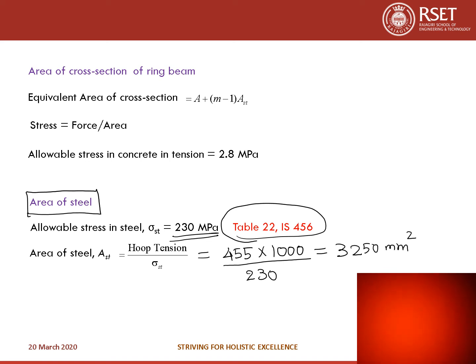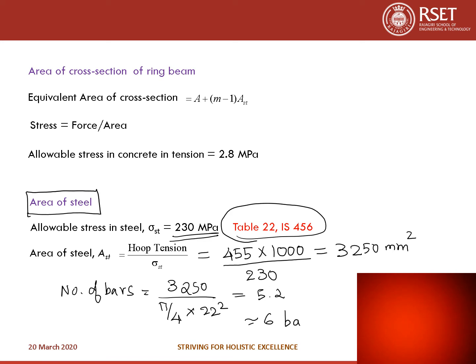Now you find out the number of bars required in the ring beam, which is equal to the area of steel divided by the area of 1 bar. Let me assume a 22 mm diameter bar. So pi by 4 into 22 square will be the area of 1 bar. You will get 5.2, approximately 6 bars. So provide 6 bars of 22 mm diameter in the ring beam.